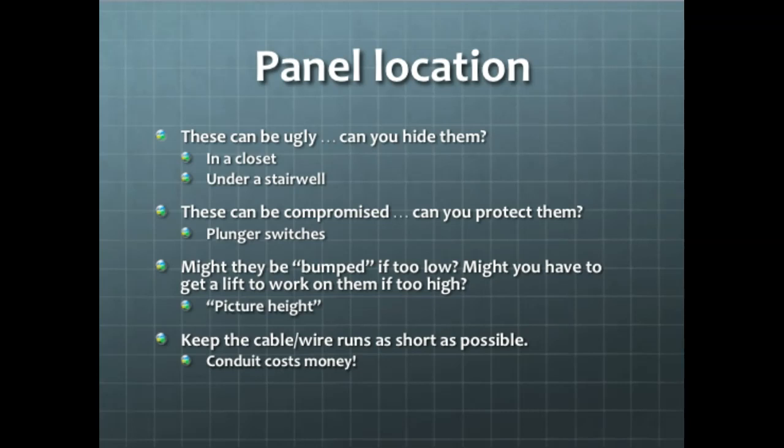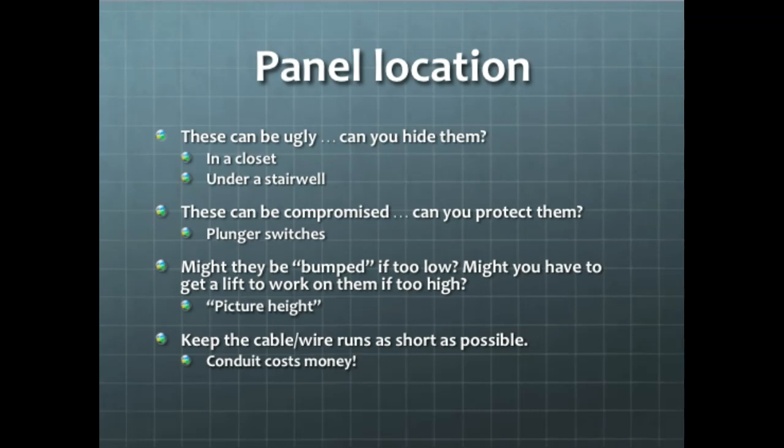And the minute somebody pries it open, or even opens it with a key, that plunger pops out, and it causes an alarm to go in to the host and tells the security person who's monitoring the system that someone just opened the panel. So they can be compromised, but there are ways, and we will study these in a couple of weeks, that you can protect them. So the panel location, in the closet under the stairwell, protected from physical harm, and then from compromise where someone actually wants to get in there to try to do you harm, that plunger switch is the way to go. And again, you'll see those in a couple weeks.